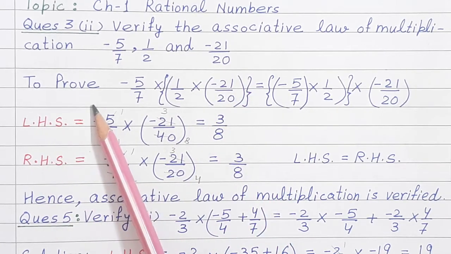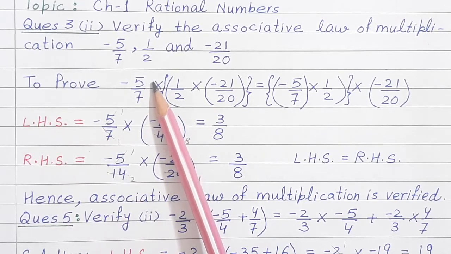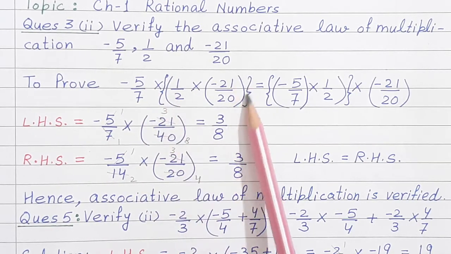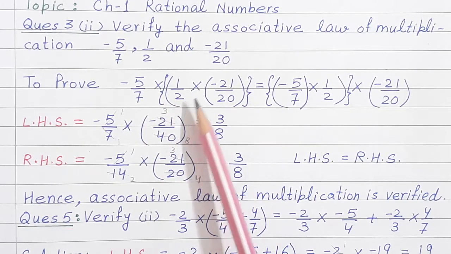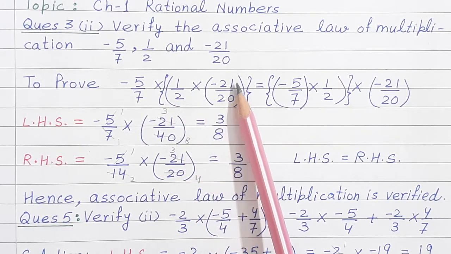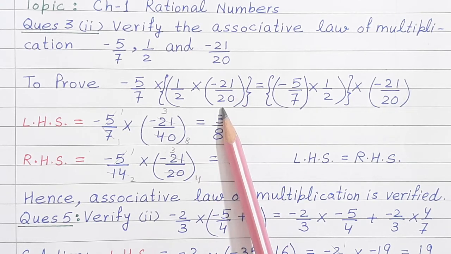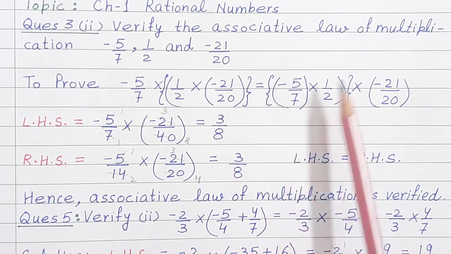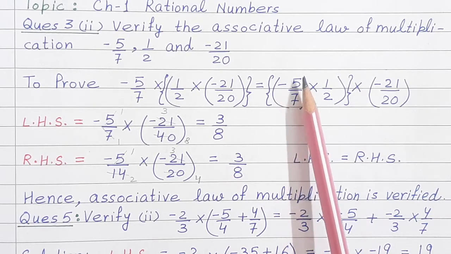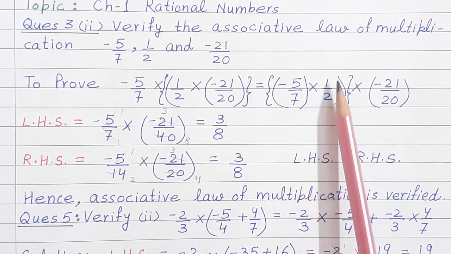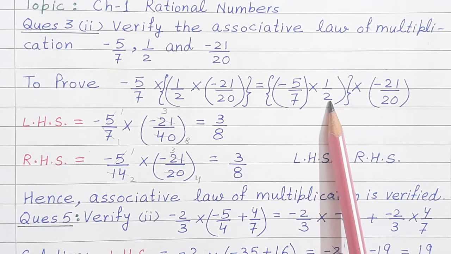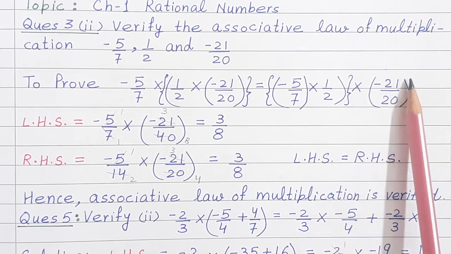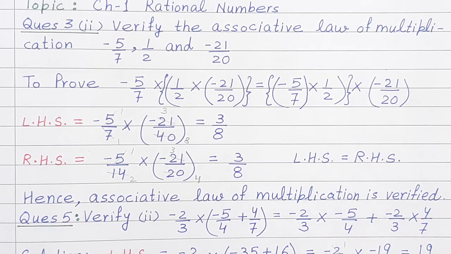Now we have to prove that minus 5 upon 7 multiply by, now within the bracket, 1 by 2 multiply by minus 21 upon 20. That is equal to, now within the bracket, minus 5 upon 7 multiply by 1 by 2. Now outside the bracket, multiply by minus 21 upon 20.